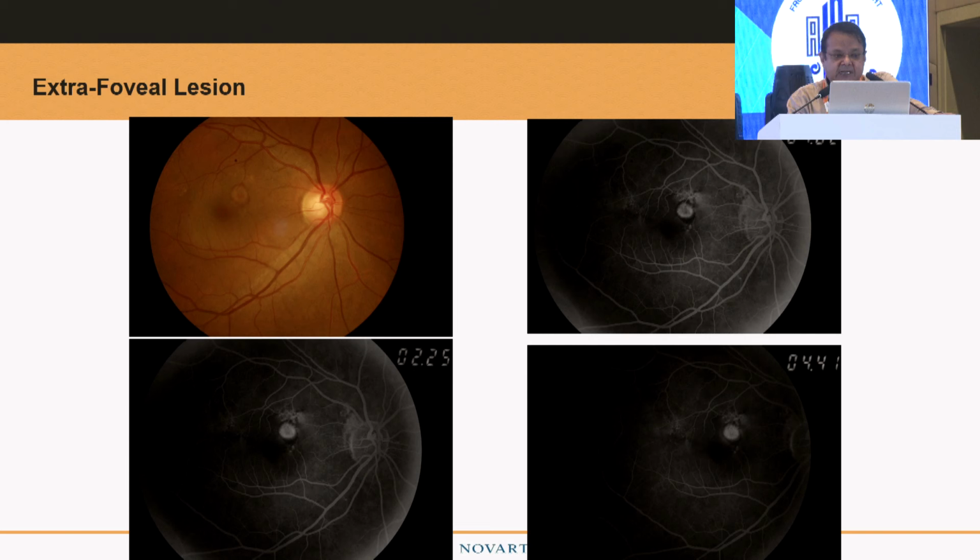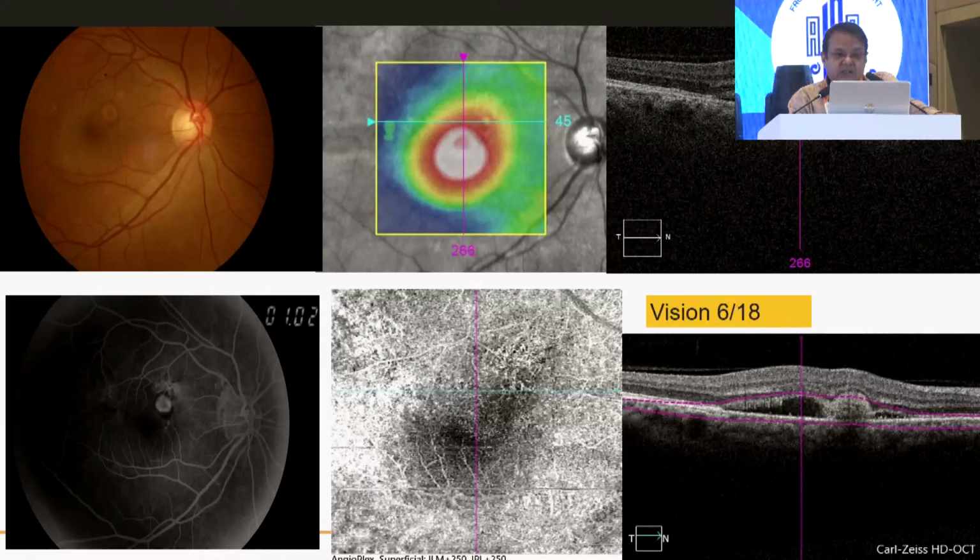This is a patient who came with decreased vision, and you can see a yellowish lesion just above the macula. On fluorescein angiography, there is a cartwheel appearance and a leak from early to late phase, which shows this is a CNV. The important thing is that this CNV is away from the fovea. 20% of CNVs are away from the fovea, and you can do thermal laser. Please do not miss this CNV, because you can give finite treatment to these patients.